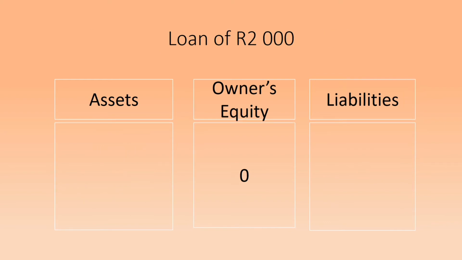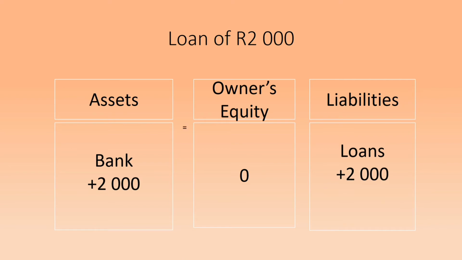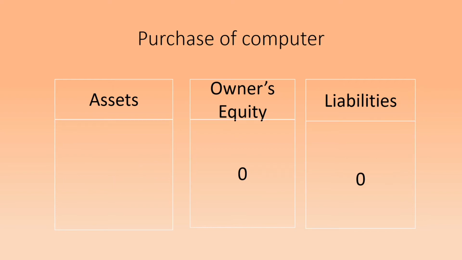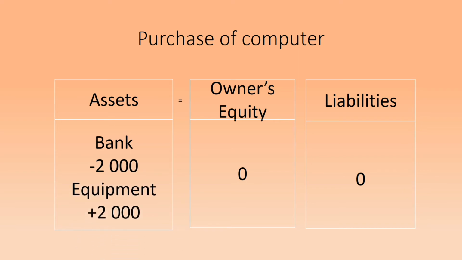Now the business needs a computer but does not have sufficient funds, so it borrows 2,000 Rand from a third party. Bank increases by 2,000 Rand and loans increases by 2,000 Rand. The equation is still in balance as assets equals owner's equity plus liabilities. Now the business buys the computer for 2,000 Rand. Bank reduces by 2,000 Rand while equipment increases by the same amount. The equation is in balance as assets equals owner's equity plus liabilities.